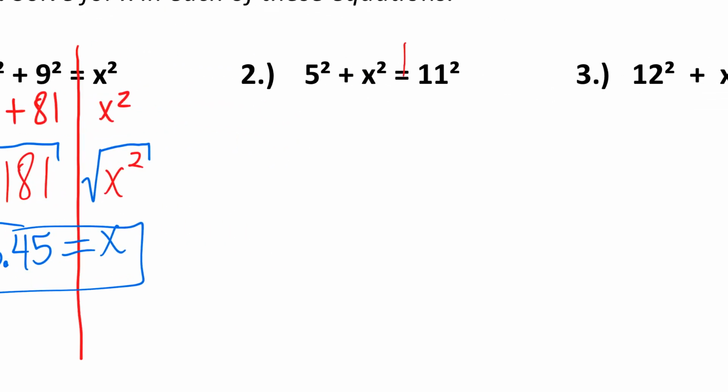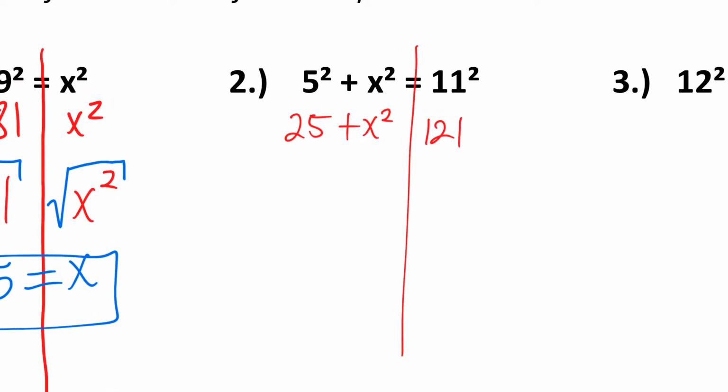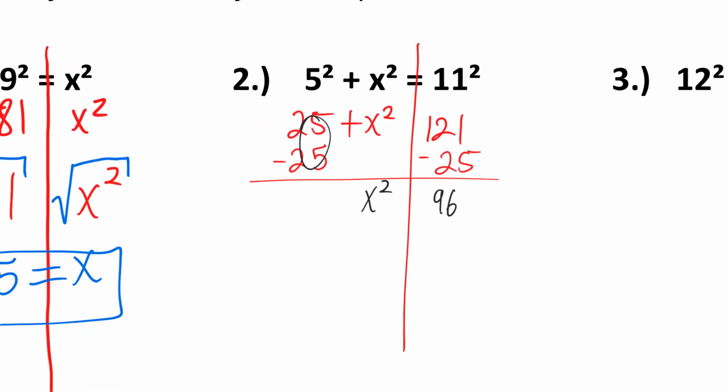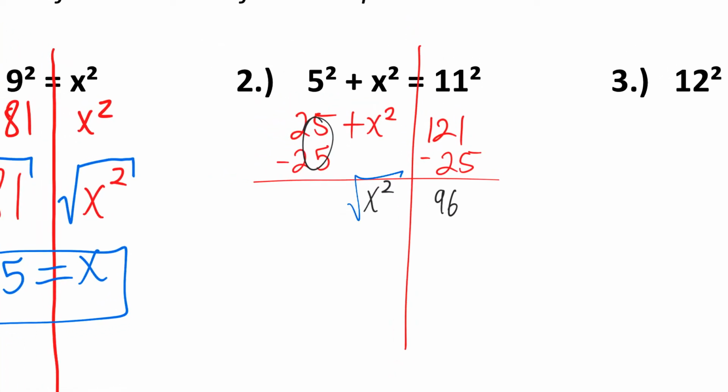All right, number 2. 5 squared is 25. X squared, 11 squared is 121. Okay, we're going to subtract 25 from both sides. This zeroes out. This leaves x squared equals 96. And to find out what x is, we just take the square root.